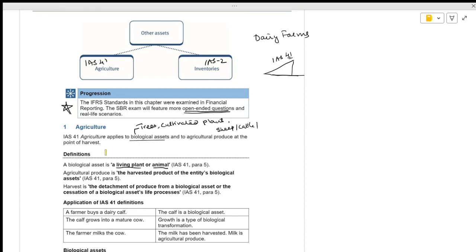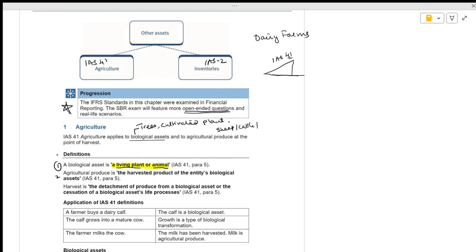Very simple, very clear. It's a living plant or animal asset. When we are talking in terms of it, there's the biological. Now, what happens? There is another part. Okay, this is the first definition. This is one of the definitions. This is the first. I will put one.